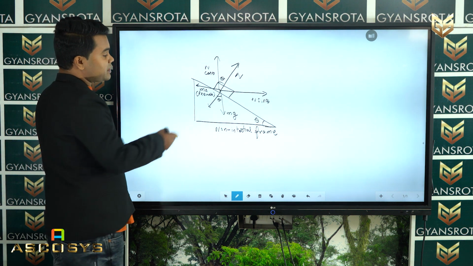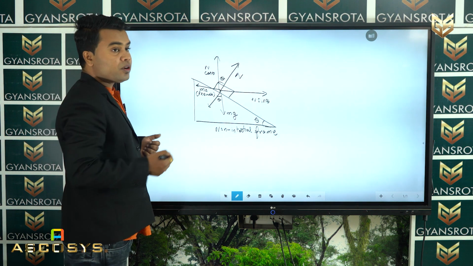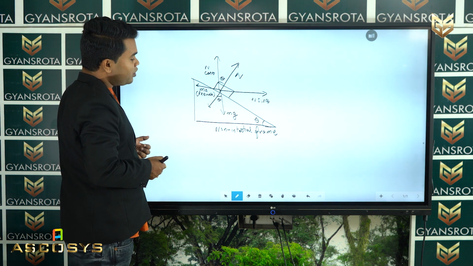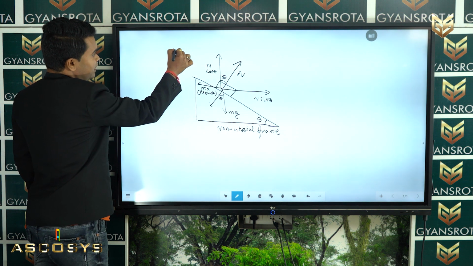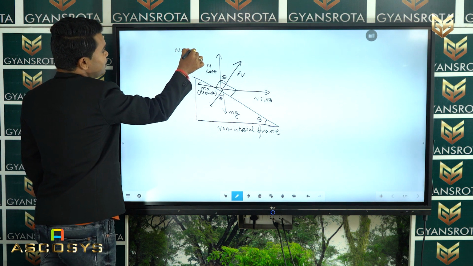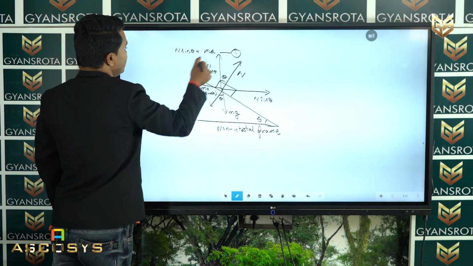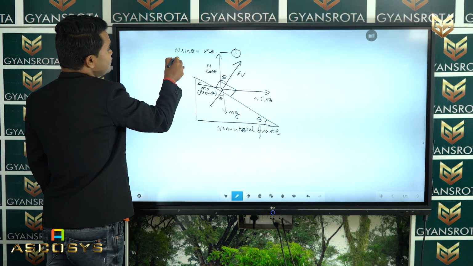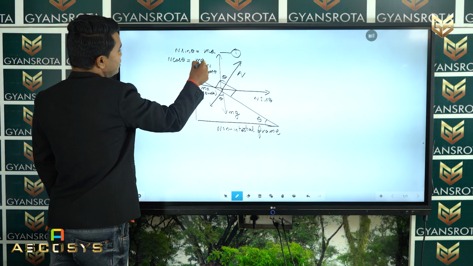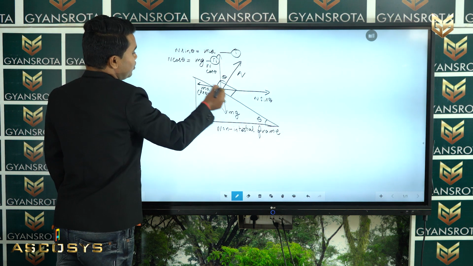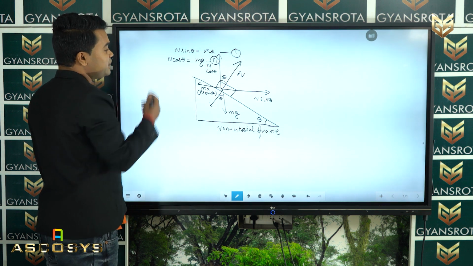Now the question is asking at what condition this block will not move. This block will not move when n sin theta is equal to ma, equation 1, and n cos theta is equal to mg, equation 2. On either side it will not move, nor will it move upward or downward if this condition arrives.